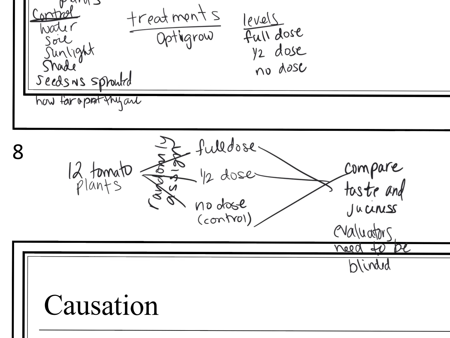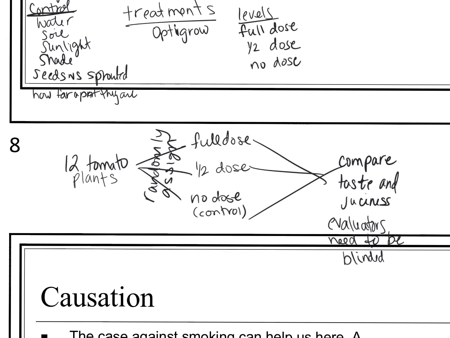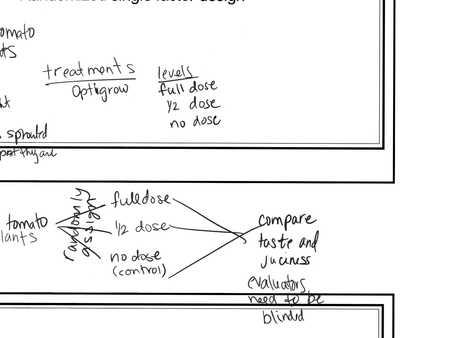But what if, this is completely randomized with 3 levels, right? 1 factor, 3 levels. What if I wanted to see how the amount of water affected it as well? What if I wanted to do not only the fertilizer, but I wanted to test the amount of water we give them every day? I could do a cup of water a day or half a cup of water a day, right? We could do 2 levels of water.